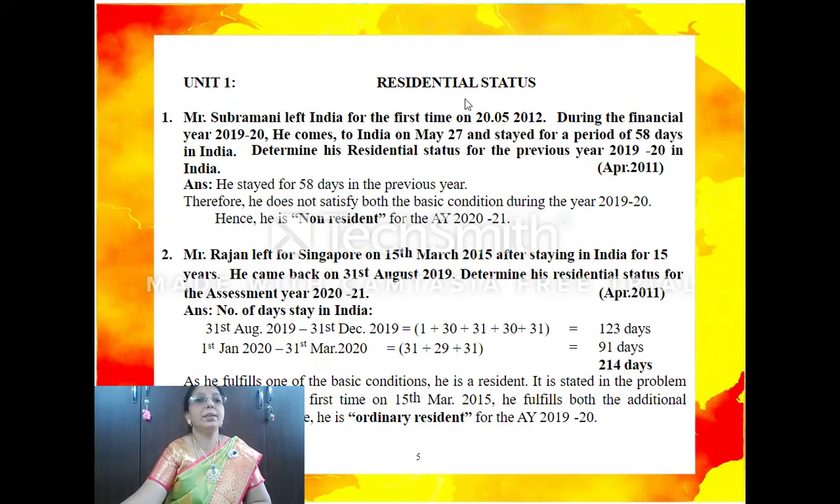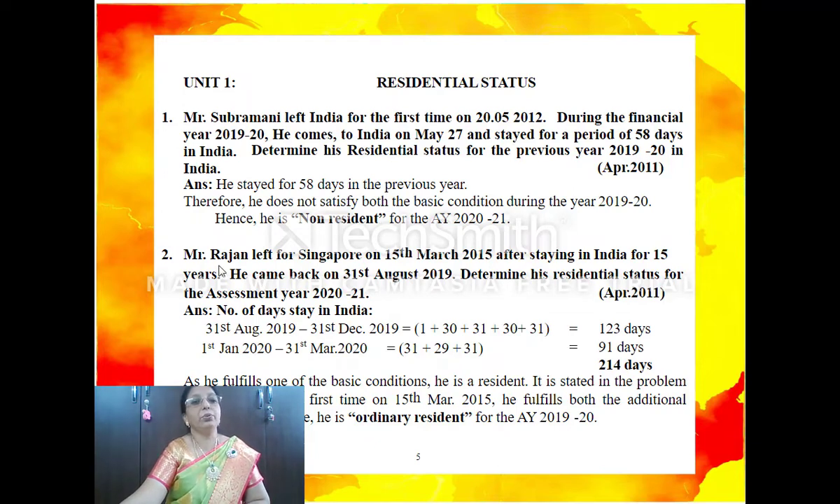Now here's a situation where Mr. Subramani left India for the first time on 25/2012. Till that he was in India. During the year 2019-20, he comes on May 27 and stays for a period of 8 days. So in our previous year, he is in India for just 58 days. Our basic condition: he should be in India for at least 182 days, but he is there for only 58 days. Second condition: at least 60 days in the previous year. He does not satisfy the second basic condition also, so he is a non-resident.